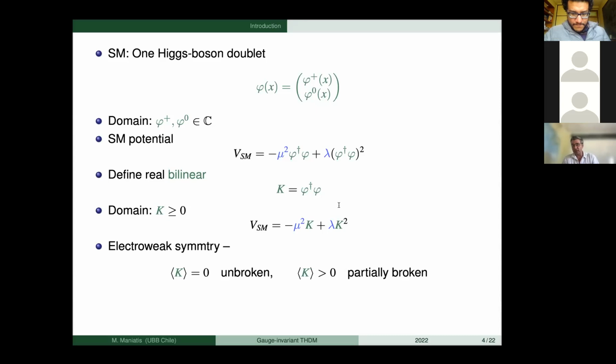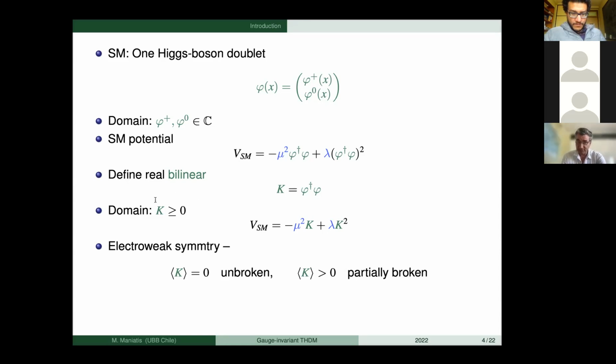There we have one doublet in order to cover the fermion masses, the basic idea of the Higgs mechanism. Here, in the convention, we see the upper component electrically charged and the lower one electrically neutral. These components are complex fields. Then, as you know, one can write down the most general standard model potential, just these two terms, with respect to renormalizability and gauge invariance. There's nothing more we can write down.